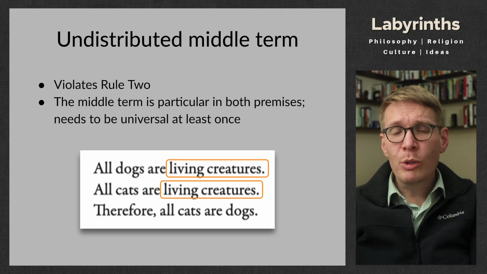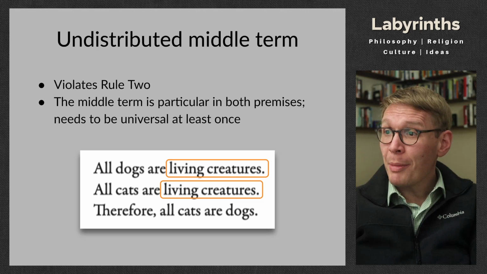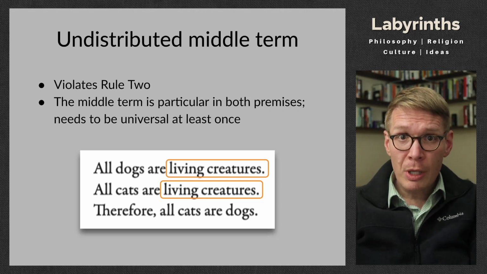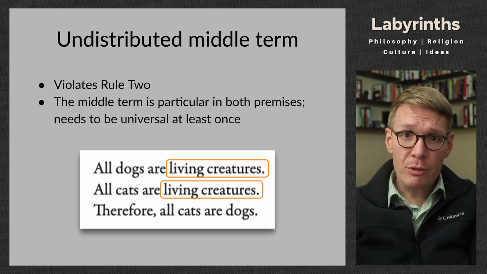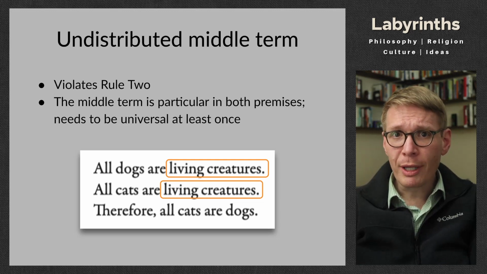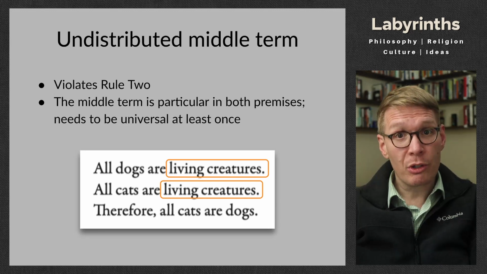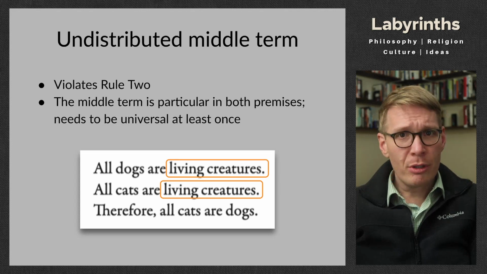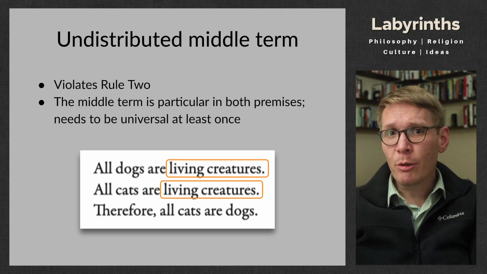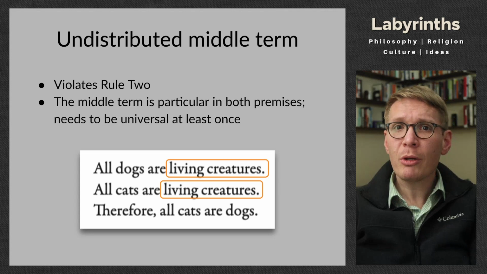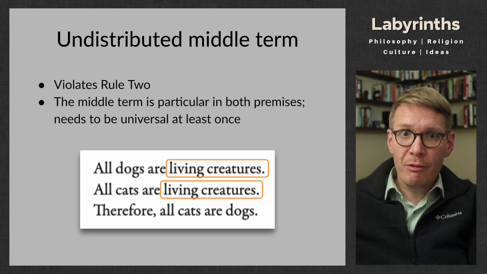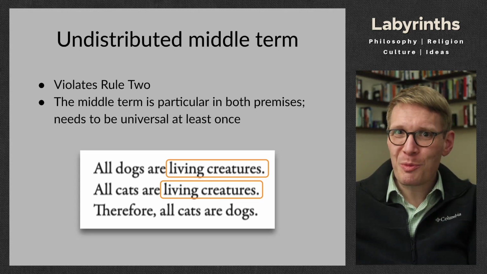What went wrong? Well, in this case, the middle term never appears universally. So basically, I'm talking about some subset of living creatures that are dogs and another subset of living creatures that are cats. So I can say, okay, you could say both cats and dogs are living creatures, but you can't conclude that all cats are dogs because the middle term never appears universally. The middle term must appear universally at least once in order for a categorical syllogism to be valid.